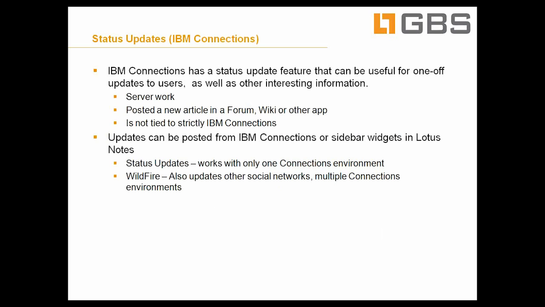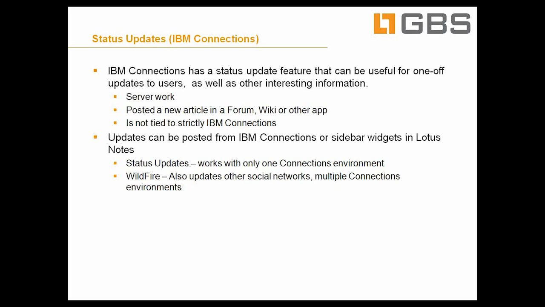Status updates in IBM Connections. This is a feature in IBM Connections that is very similar to Twitter. You can update people as far as, hey, we're going to be working on server XYZ over the weekend. You can post something, include a link to a blog or a forum or wiki post in Connections.